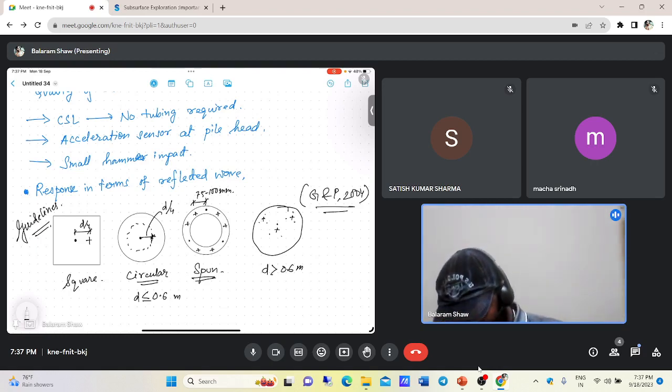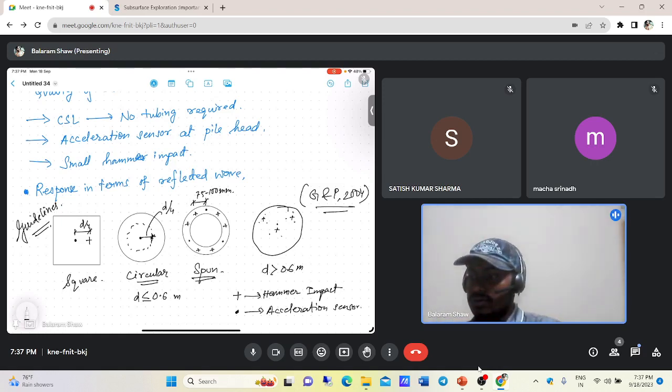And what does this plus sign mean? Plus sign means hammer impact, and dot means we have an acceleration sensor there.